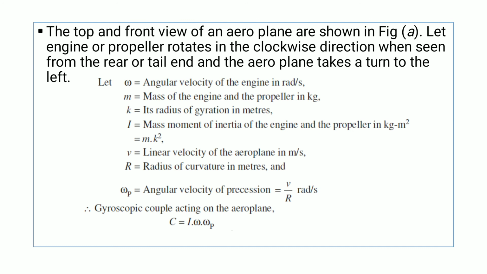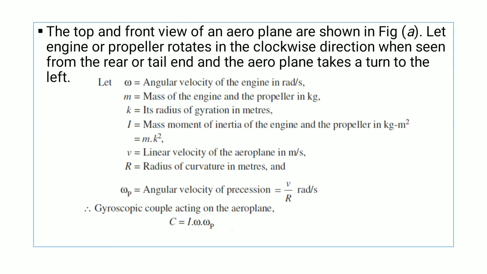The top and front view of an aeroplane is shown in figure. Let us consider the engine or propeller rotating in clockwise direction when seen from the rear or tail end, and the aeroplane taking a turn to the left.